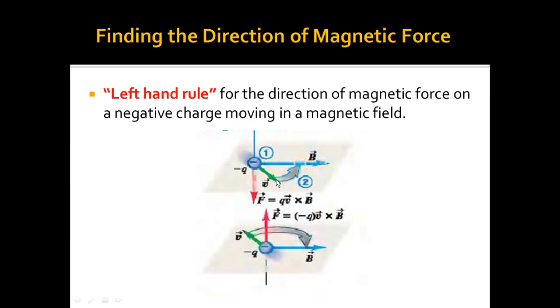You will be doing the grabbing motion of the curl of the fingers directed towards the smaller angle between the velocity and the magnetic field, and your thumb should be sticking out, and the thumb would point towards the direction of the magnetic force. So for this diagram, doing that, your thumb should point towards the downward direction, while for this second diagram, your thumb should be pointing towards the upward direction.